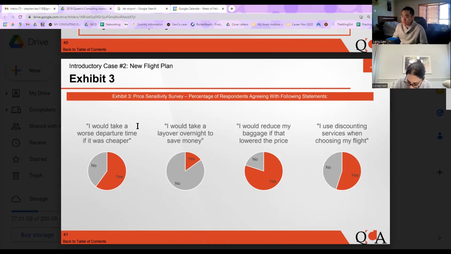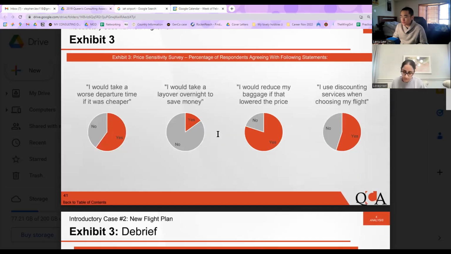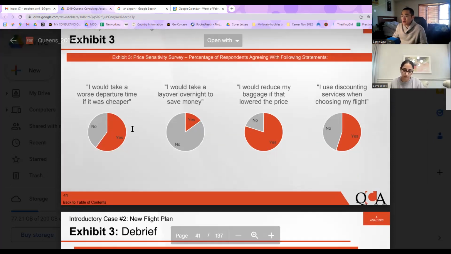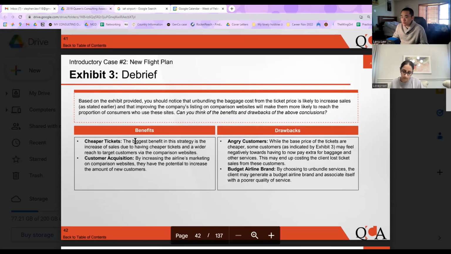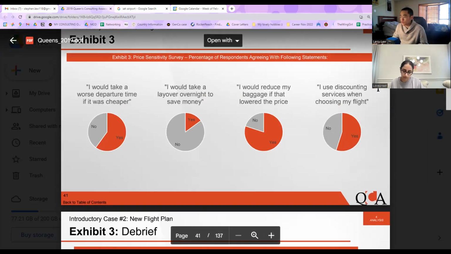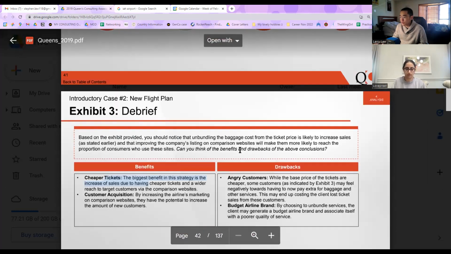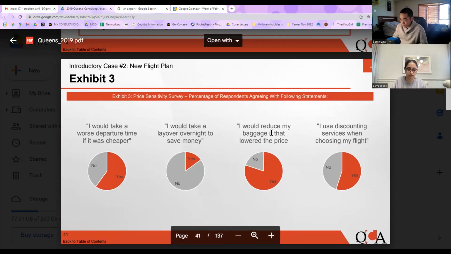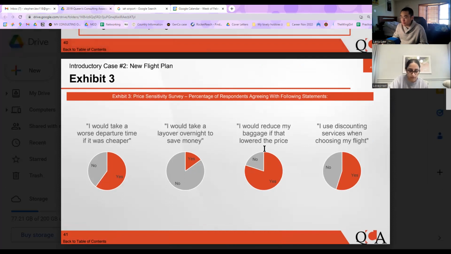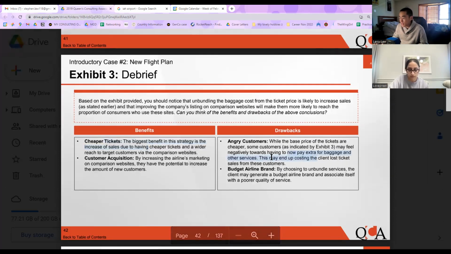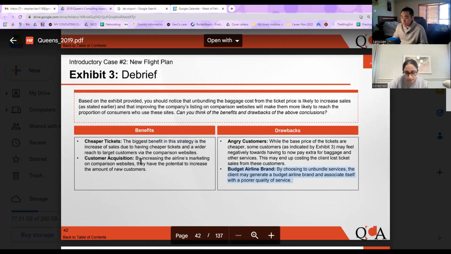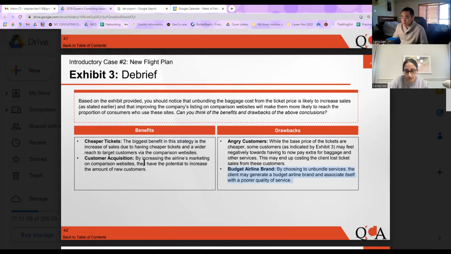And so then going forward, we look at this. Great job noticing what you need to know. Moving forward, the cheaper tickets, and what you would do for the cheaper tickets. And you did a great job reducing the baggage, and you also said something about how now they have to pay extra for baggage, and that would be kind of annoying. And great job with the brand. That was a great notice, exactly what they were hoping for you to get. So the benefits would be cheaper tickets and customer acquisition.